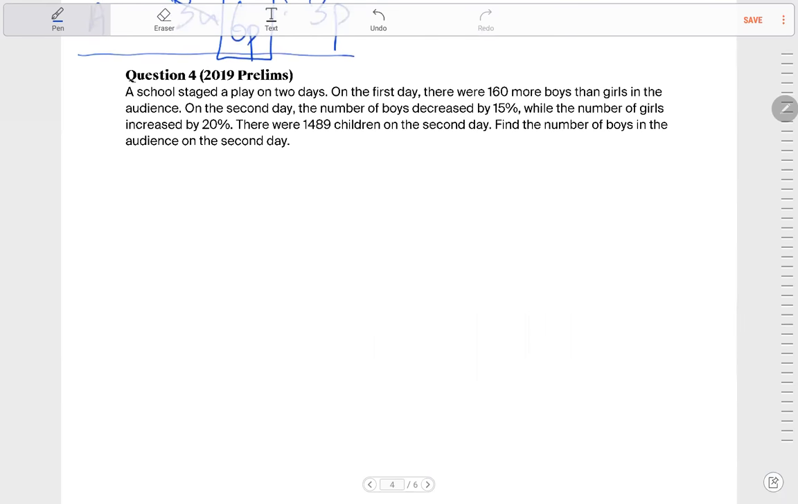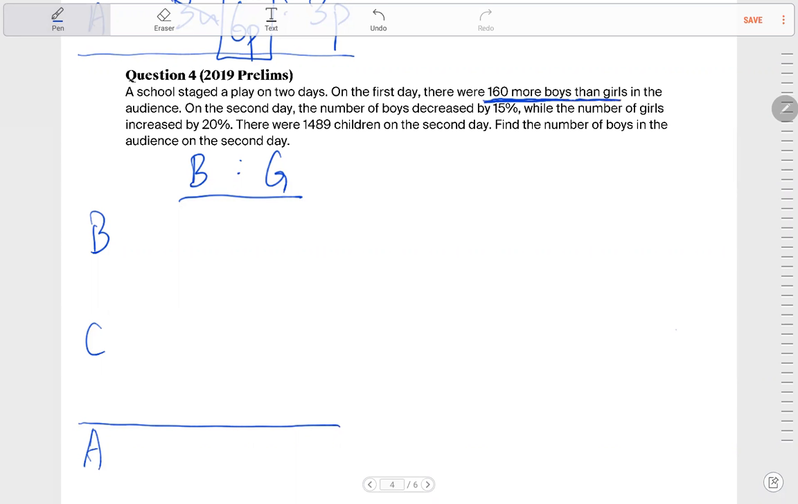Okay, so again, who are the two subjects? Boys, girls, B, C, A. Now this question is slightly different. It's slightly different because instead of giving proportion, they tell you that there were 160 more boys than girls in the audience. Okay, so how should you be presenting this piece of information? You could just allow girls to be one unit and boys to be 1u plus 160.